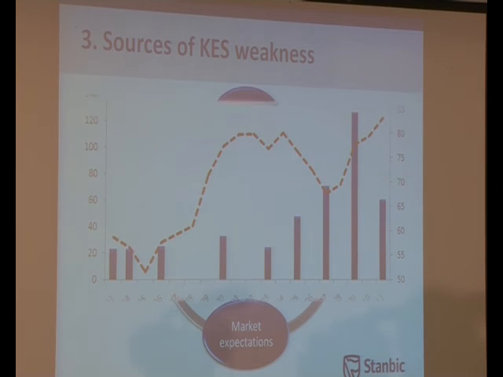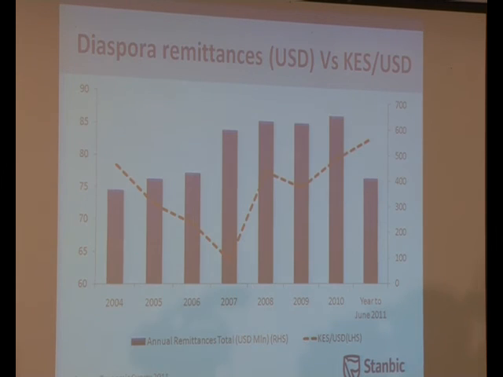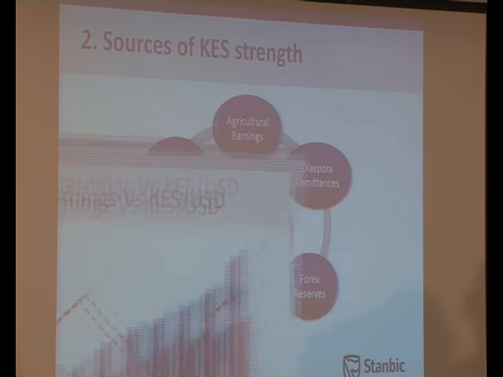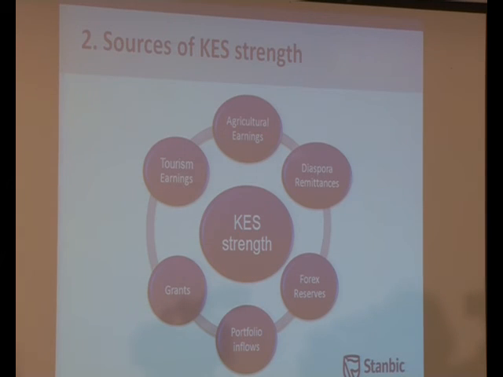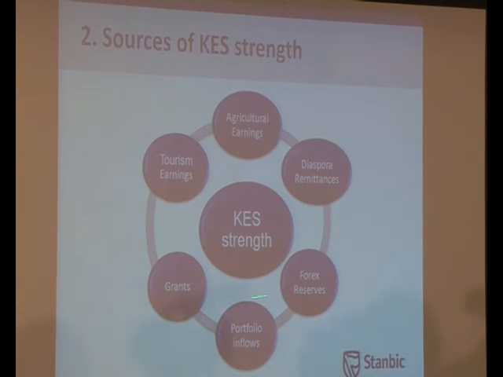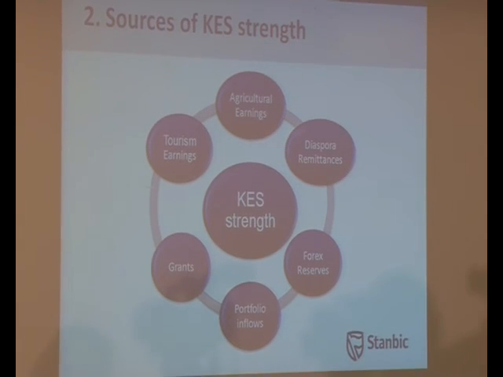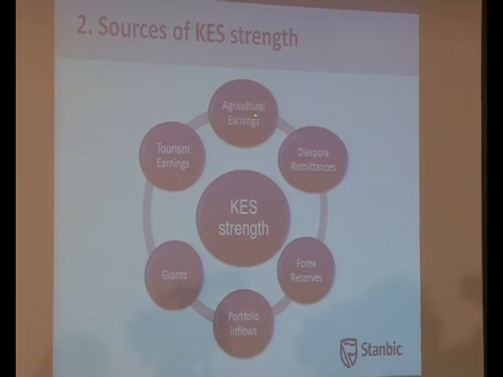So I think what we really wanted to show here is that if you look at all these factors, all these sources of strength of the Kenyan shilling, the sources of strength are actually working fine. From the point of view of the economy, it is actually working fine. From the point of view of agricultural earnings, diaspora remittances, forex reserves, portfolio inflows, grants, tourism earnings, these are coming in as actually planned. So they're coming in on schedule. So none of these are actually responsible for a drop in the value of the shilling. And it's not because we've had a drop in agricultural earnings or tourism earnings and so on and so forth.